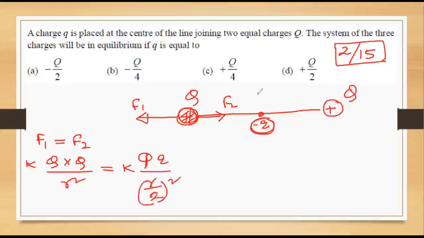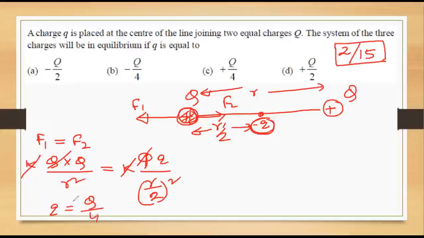Why R by 2? Because if I take the separation between them as R, it should be R by 2 only, because it is given in the question: the third charge is put exactly at the midpoint. So K will get cancelled, capital Q will get cancelled. So you are going to get q equal to Q by 4. But remember, it is not the answer. Answer should be minus Q by 4.